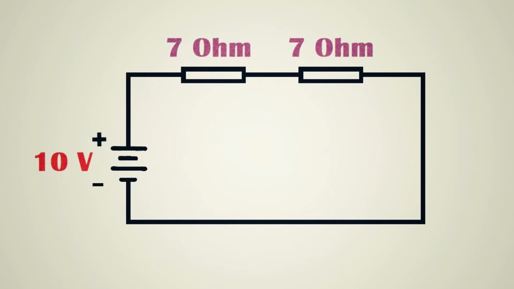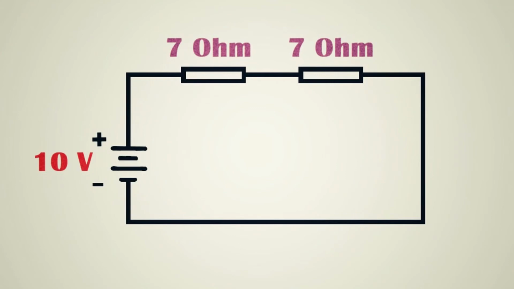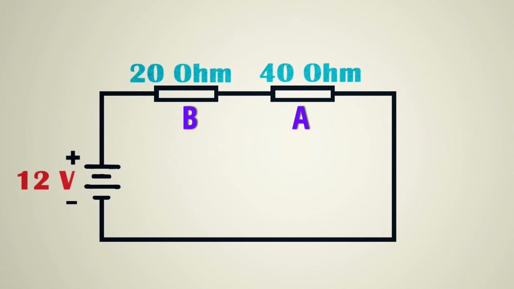In this example here, we have a circuit comprised of a 10-volt battery and two resistors, 7 ohms each. Because these resistors are symmetrical, the voltage drops are also going to be symmetrical, 5 and 5 volts in this case. This is probably the easiest example I could find, so let's do a few more. Almost the same scenario, but there are two different resistors right now, 40 and 20 ohms respectively. As we already know, the voltage across resistors is directly proportional to the measure of that resistor. And because resistor A is twice as big as resistor B, the voltage drop across that resistor is also going to be 2 times that of resistor B, 8 and 4 volts respectively.